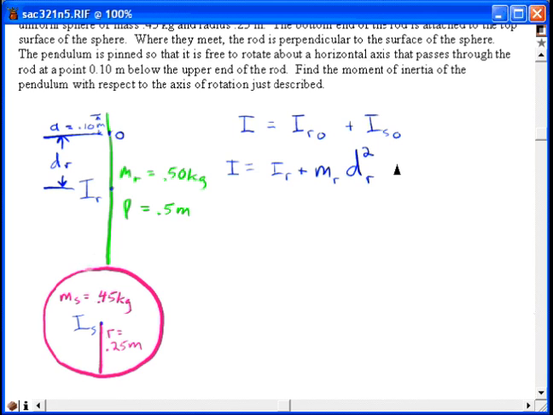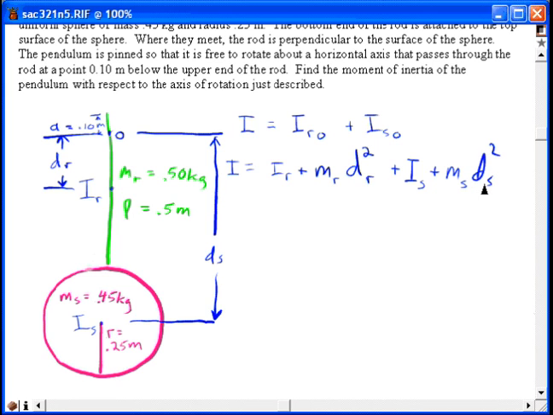And then we've got a similar substitution for the moment of inertia of the sphere. It'll be the moment of inertia of the sphere with respect to its center of mass right there, plus the mass of the sphere times the square of this distance from the center of mass of the sphere all the way to that axis through point O. I'll call that d sub s, and I need the square of d sub s here. Alright, now let's figure out what d sub s and d sub r are.